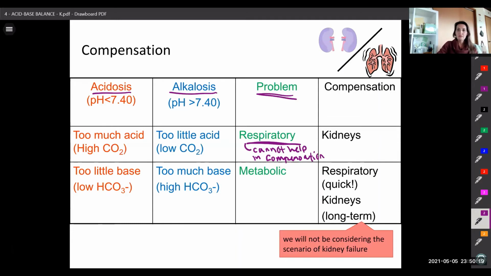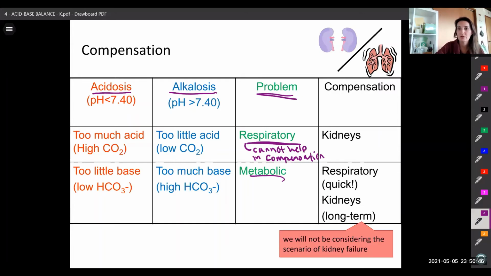So what's left for compensation then would be renal compensation. The kidneys help compensate for the respiratory issues they're producing, either acidosis or alkalosis. When we have a metabolic problem, whether that be acidosis or alkalosis, we don't expect the respiratory system to be compromised in this case. It can help in the compensation, and that compensation can actually be very quick.